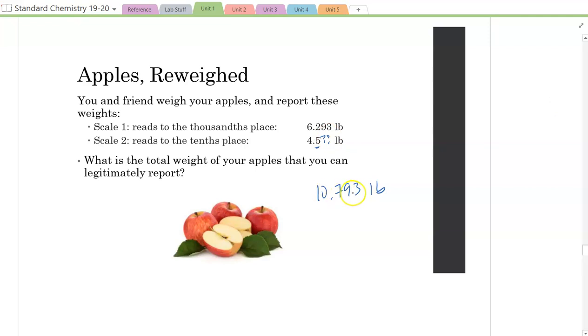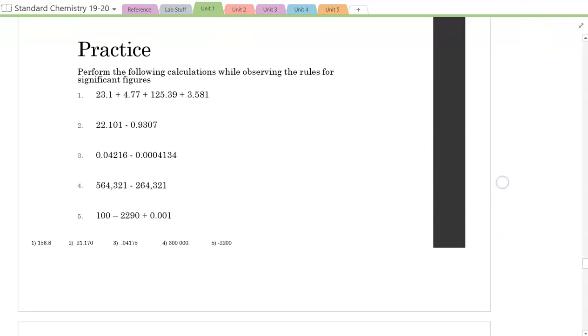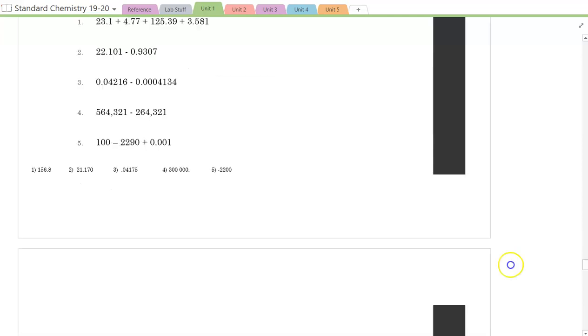So when you have 10.793, I actually can't report anything past the tenths place, because my second value here is only precise down at the tenths place. The first one has a lot more precision, but the second one doesn't, so my final answer would have to be reported accordingly. It'll end up being 10.8 pounds. And this is the best answer that I can provide for the question, what is the total weight of my apples? Here's some practice. You'll see that you have 5 examples. At the very bottom, there are some answers for you to double check against. So go ahead and try those out, and we'll check those out later on.